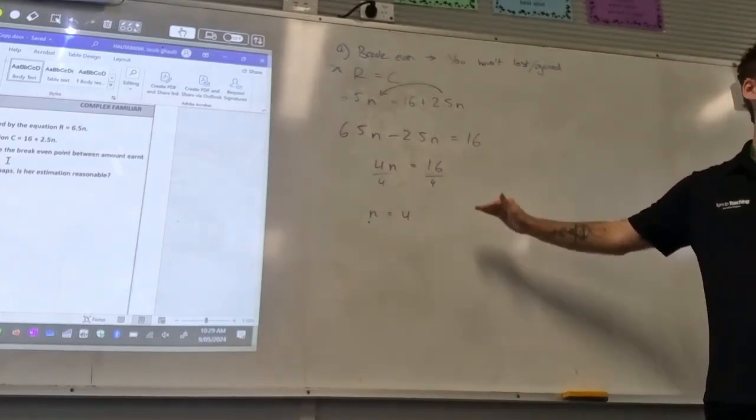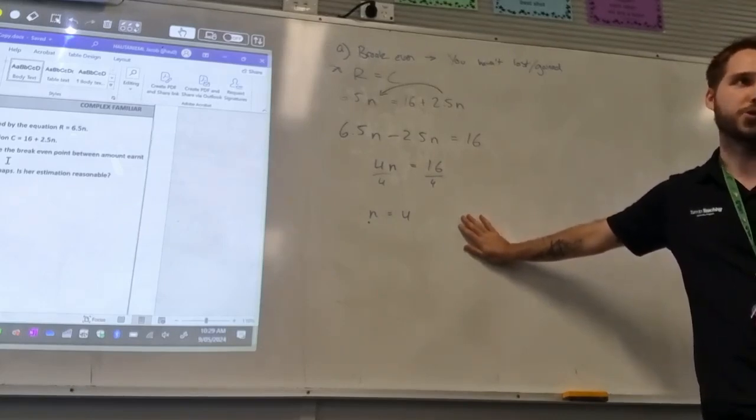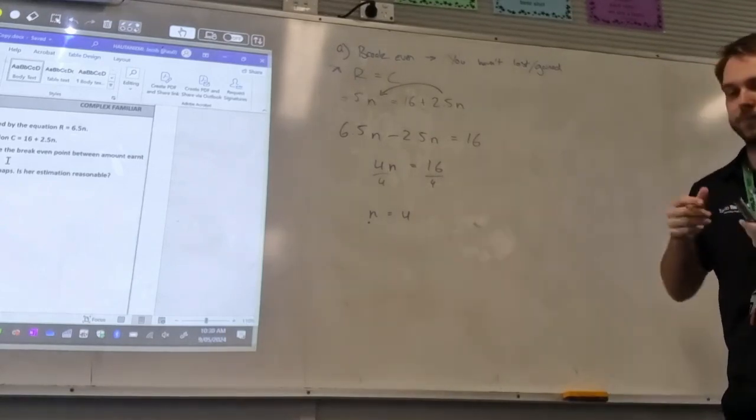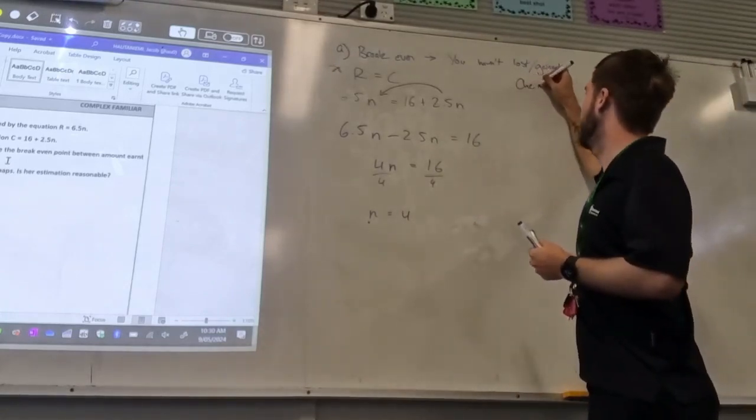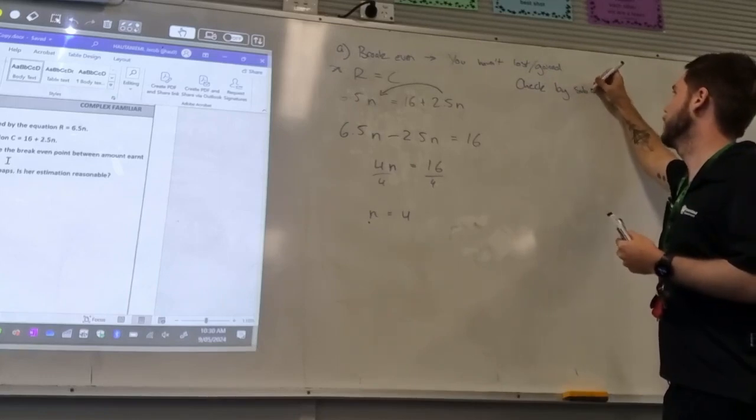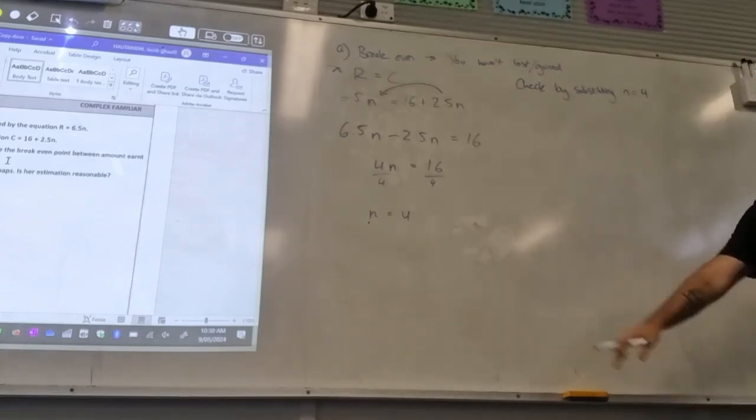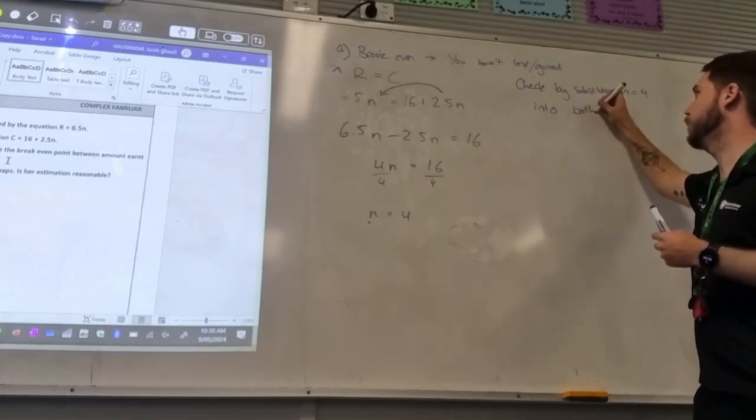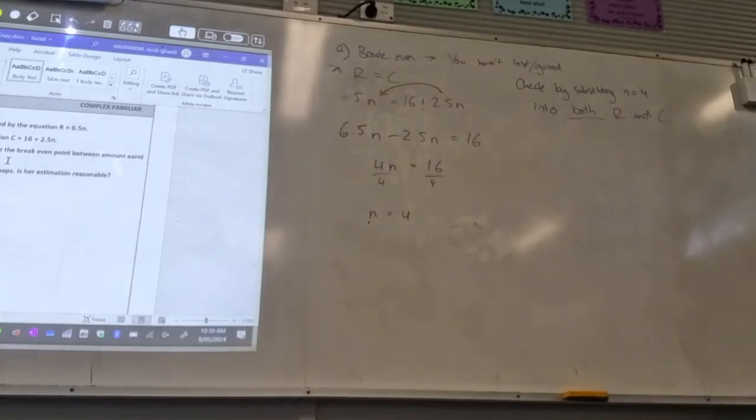So we've figured out we need to sell 4 soaps to break even. But I want you guys to check that as well. That's also part of doing the simultaneous equations. You need to check your answer. How do we check our answer? Do you get marks for that? Yes, absolutely. I'll even say here, check by substituting n equals 4. That's what we're substituting, n equals 4 into both equations, both R and C, because we want to make sure that the revenue is the same as the cost.